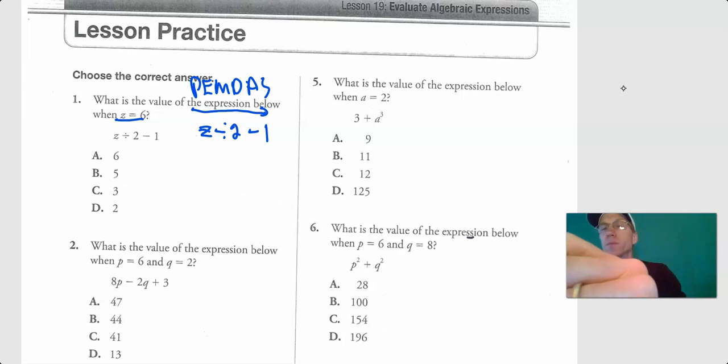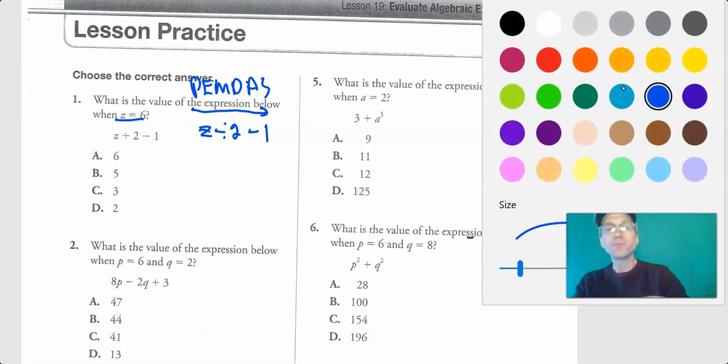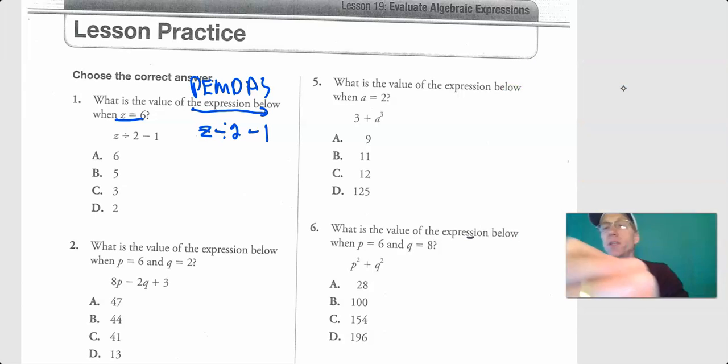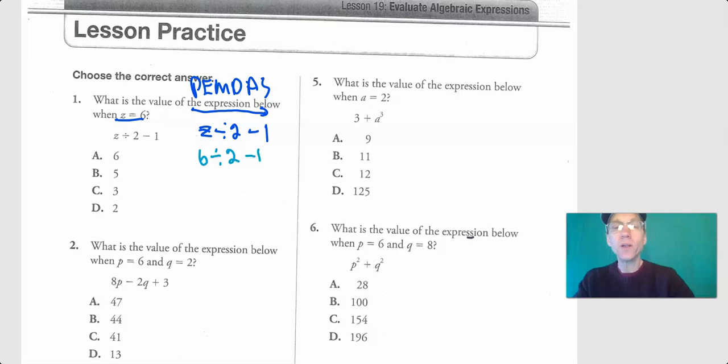We're going to plug in the value 6 for z. So z will be 6. Oops, hold on here. So instead of a z, I say 6 divided by 2 minus 1.